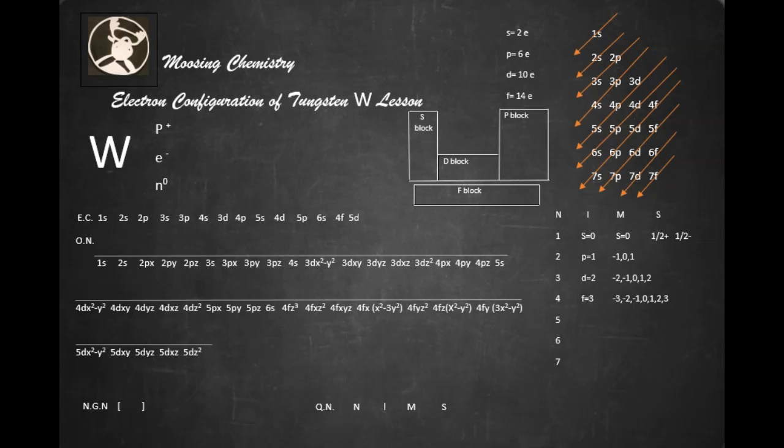This is the electron configuration of tungsten, W lesson. Tungsten, W.